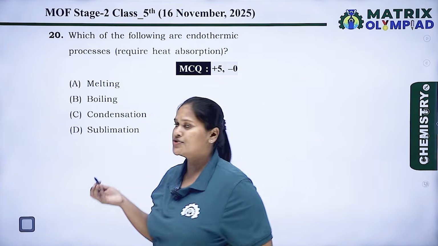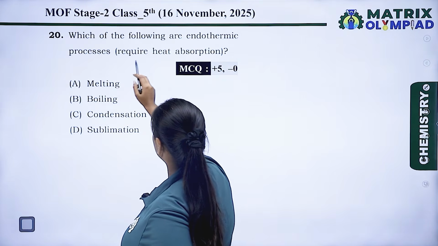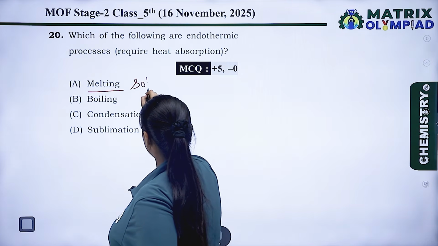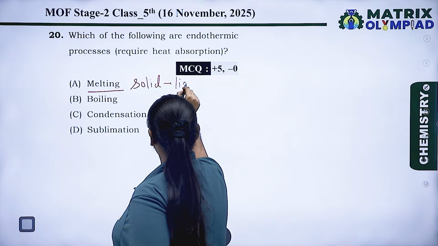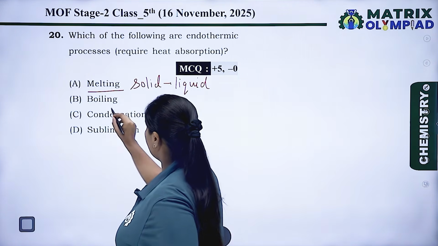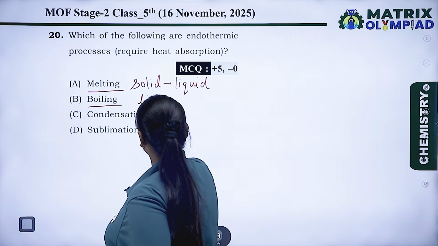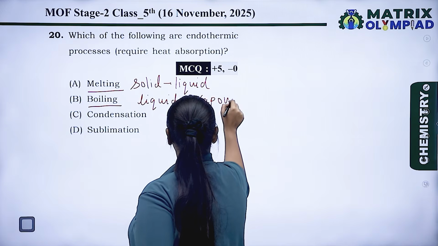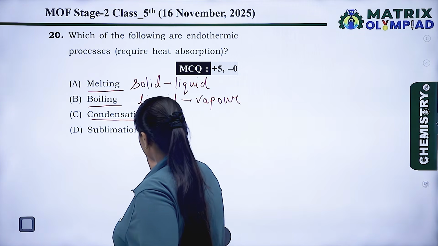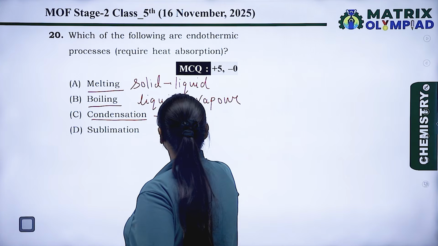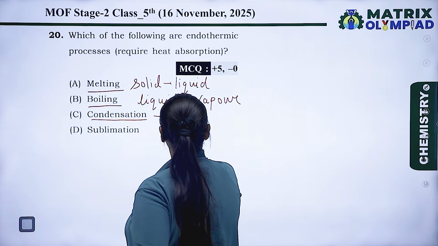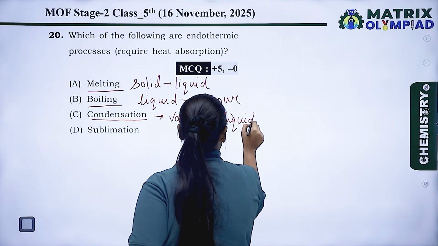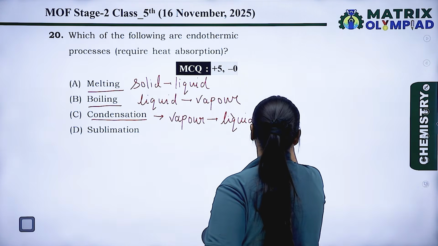Now let's come to the next question. Which of the following are endothermic processes? Meaning they require heat absorption. You know, melting is a solid changing into a liquid. So this process also requires energy. And boiling, liquid changing into vapor. This process also requires energy. Condensation, you know, condensation is vapor changing into liquid. This is a process that releases energy.